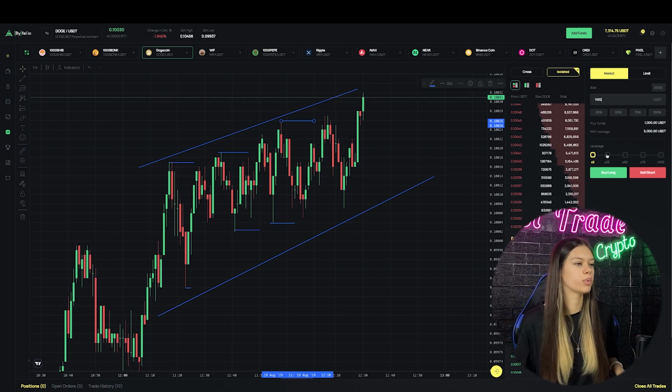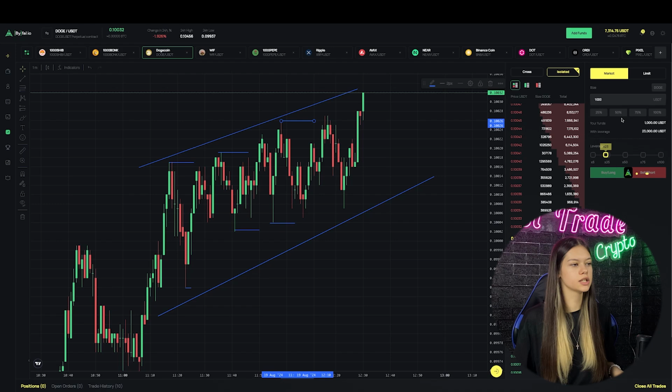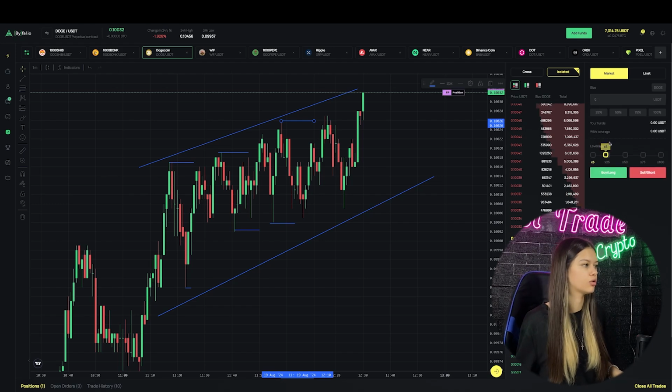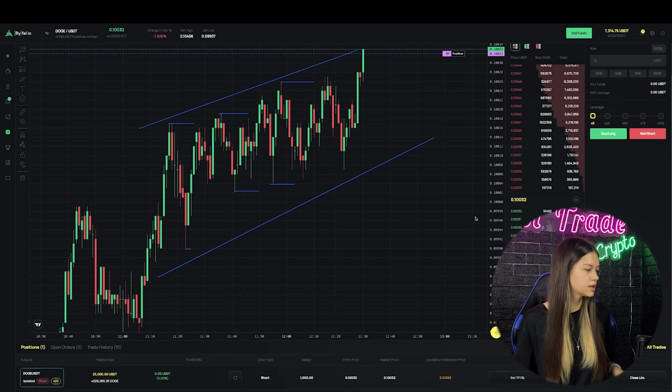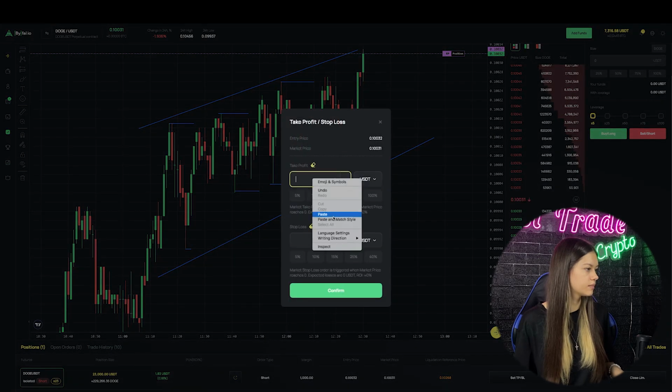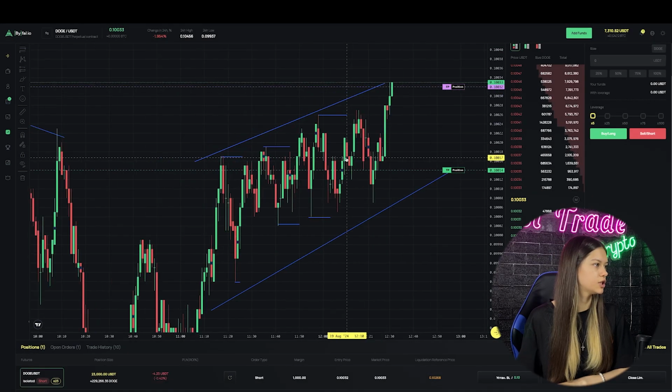And now I want to open my position with $1,000 with 23 leverage on the short. I will close my position here. So now I will set the take profit. And now let's see why I opened this position.